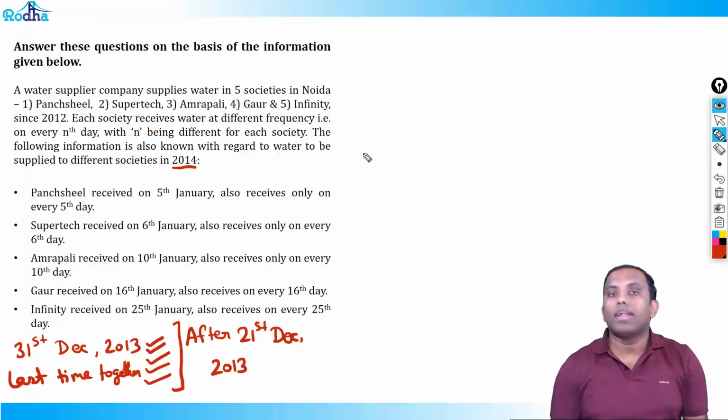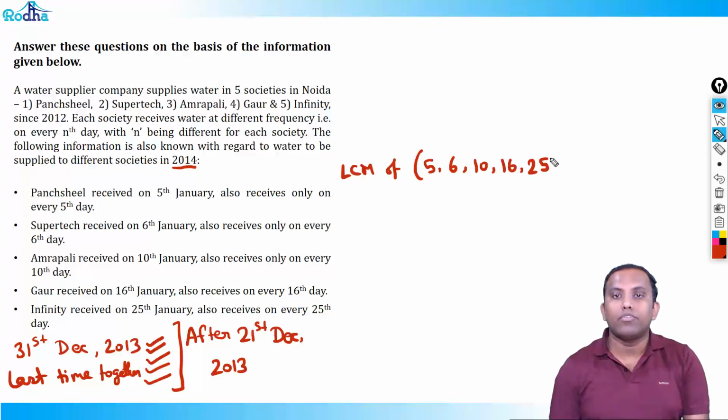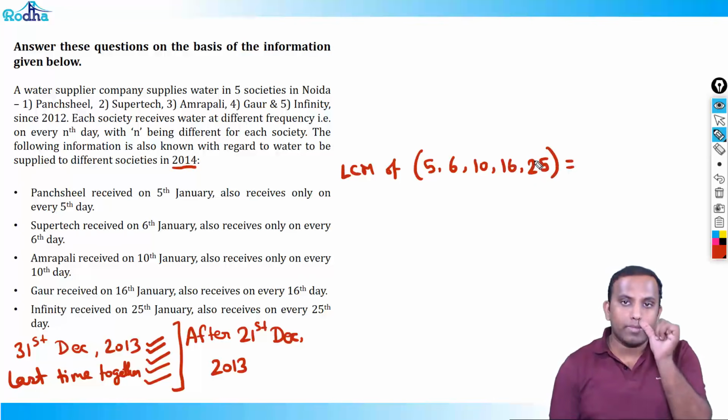So when they'll meet at a common point, right? At a common point they all receive. What is that common point? That common point will be the LCM of 5, 6, 10, 16 and 25. That is how much? You can calculate the LCM.